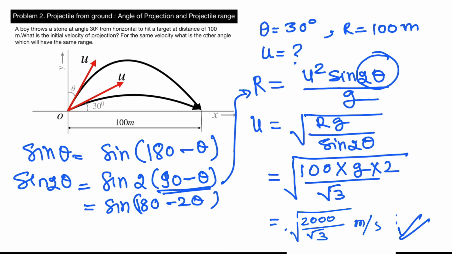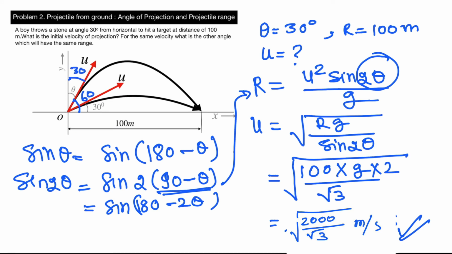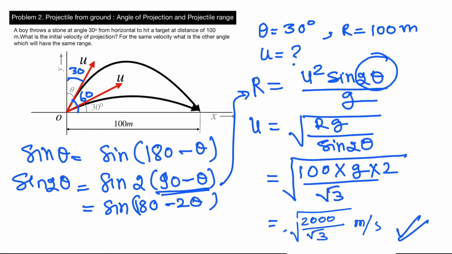So another angle to project is 90 minus theta. So in this case, 90 minus 30, so it will be 60 degree from horizontal, or it will be 30 degree from vertical. So we can conclude that a projectile's range will remain the same for a given initial velocity of an object if the angles of projection are complementary angles.